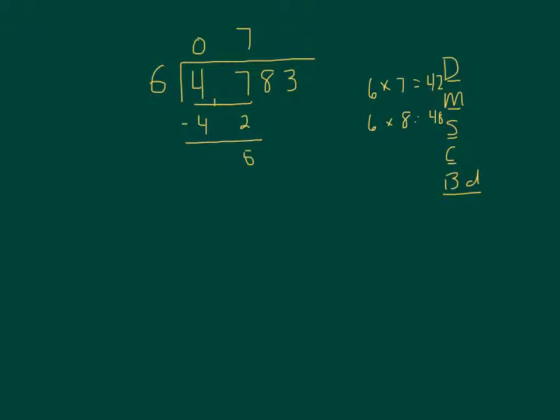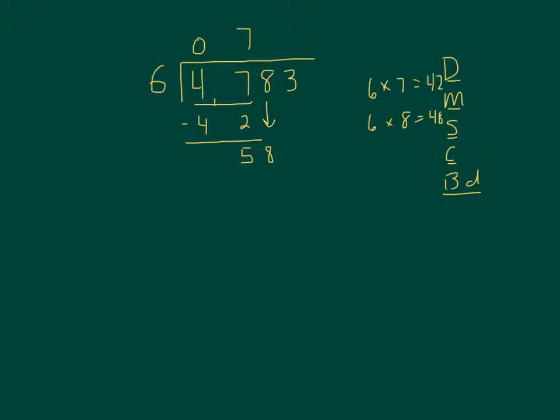Oops, that's not a very good 5. There we go. Now I'm ready to compare. 5 is less than 6, so we're okay. After we compare, then we bring down the next number. Now, how many groups of 6 can we get from 58?